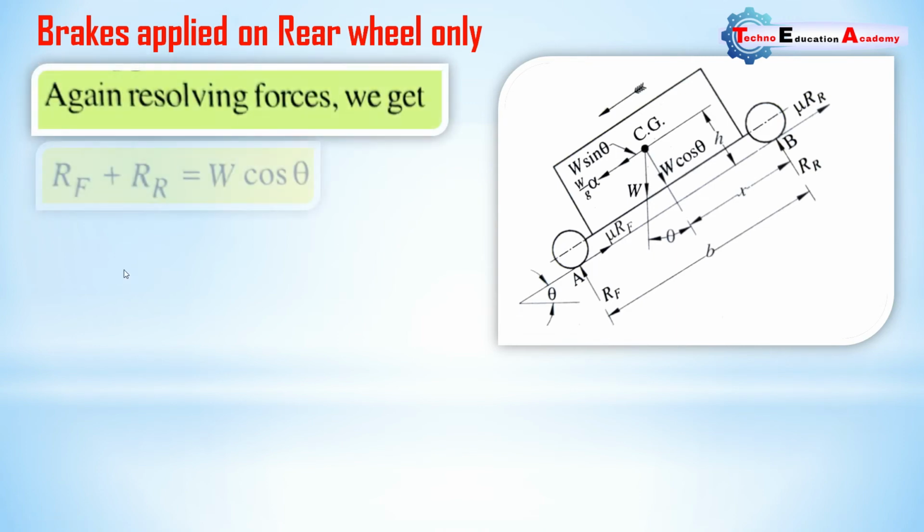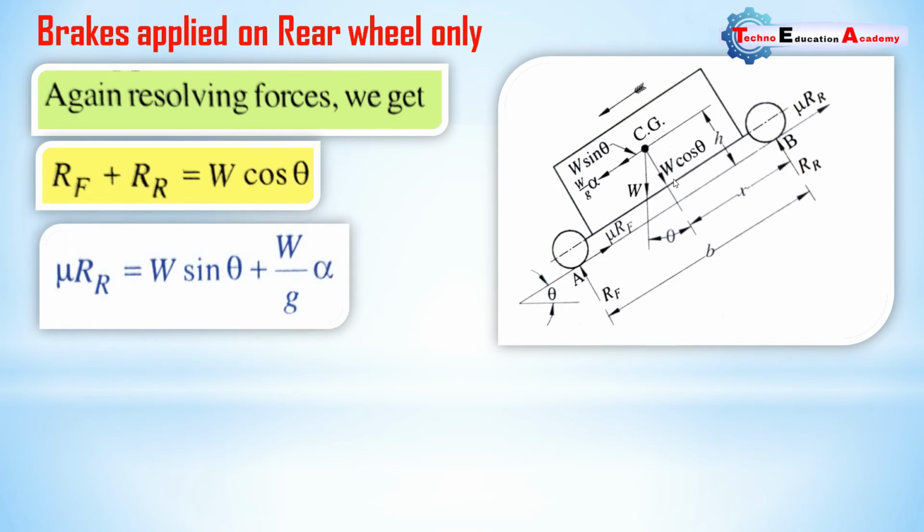Again, resolving the forces, we get sigma vertical forces: Rf plus Rr equal to W cos theta. It will remain the same as it is. In the horizontal forces equation, we are considering mu Rr instead of mu Rf, because it is the case of brakes applied on the rear wheel only. So we are considering the braking force for the rear wheel. So mu Rr is the horizontal force on the inclined surface. We are not considering this force because the brakes are applied on the rear wheel only. And W sin theta and W by g alpha, the inertia force, we are considering.